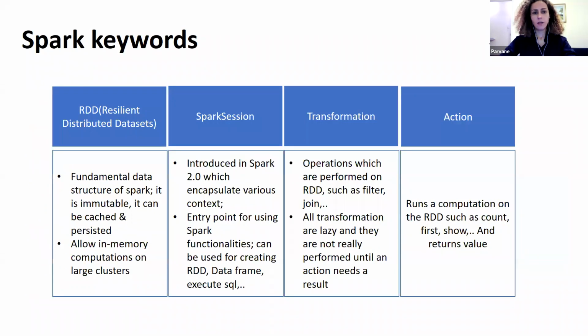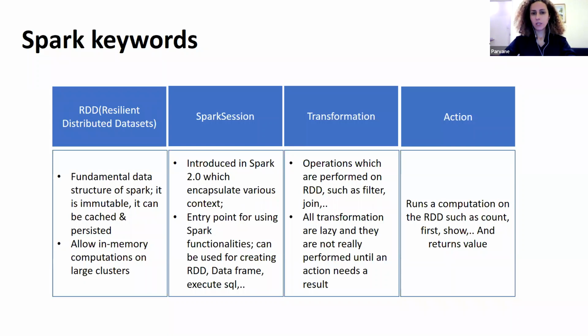A couple of keywords which can be interesting to know. The first one is RDD, which is a fundamental data structure of Spark. It is immutable, it can be cached, it can be persisted, and it allows in-memory computation on large clusters. Spark doesn't have just RDDs. We also have data frames and datasets, which are more optimized versions of RDD. In our example, we are going to use data frame.